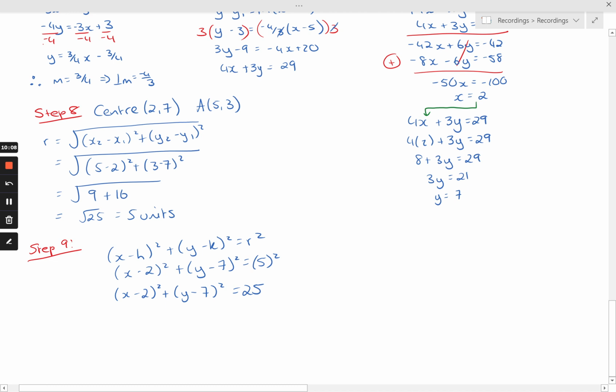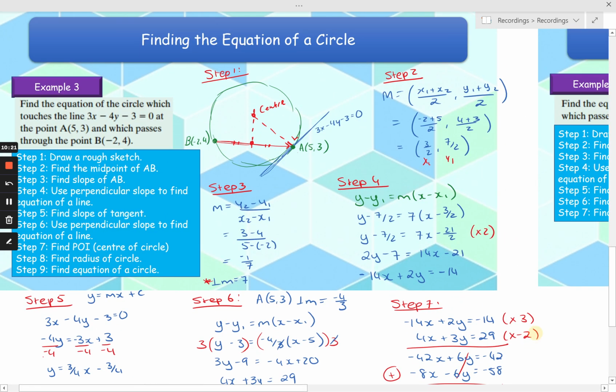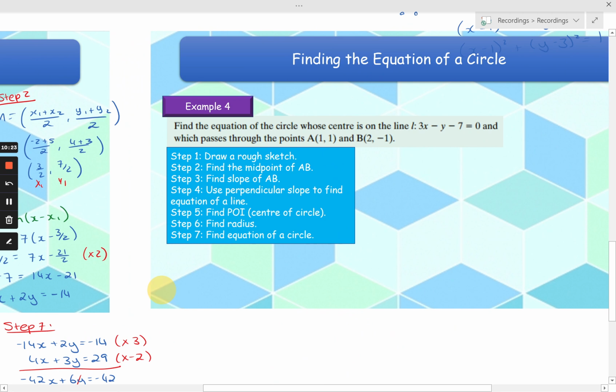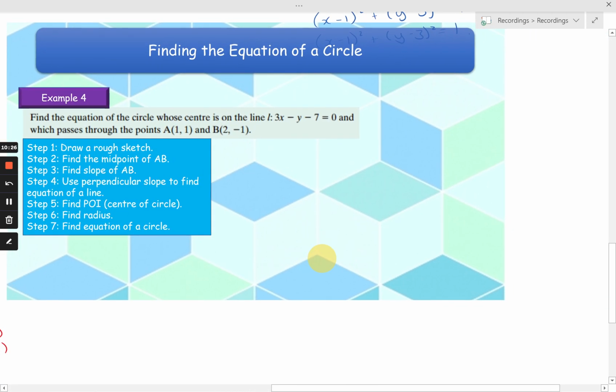Now, there was a lot in that, guys, so take a minute, pause the video, make sure this is added to our notes where we work through all of the 9 steps in our notes booklet, and then we're going to look at example 4. Example 4 is similar, but it is, you'll be happy to hear, a bit shorter.